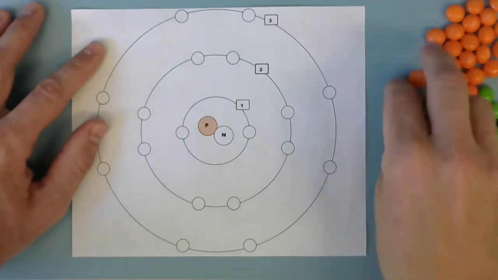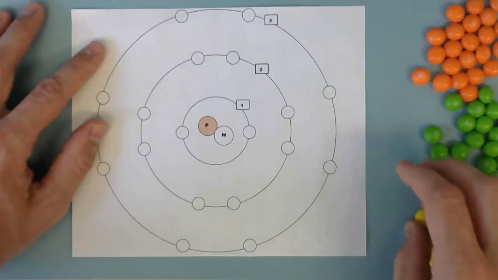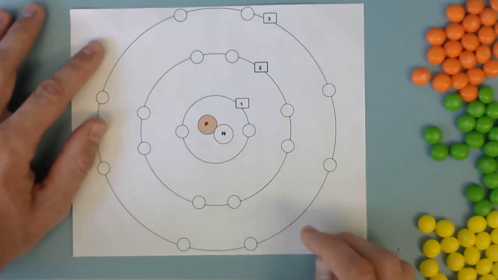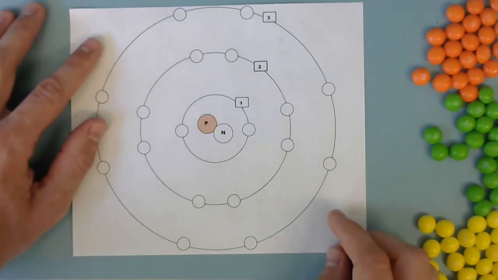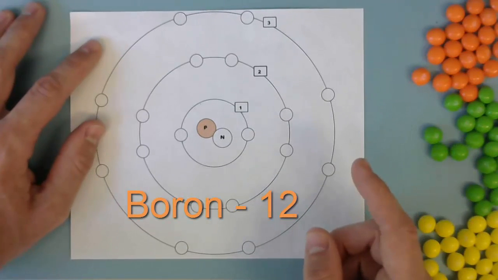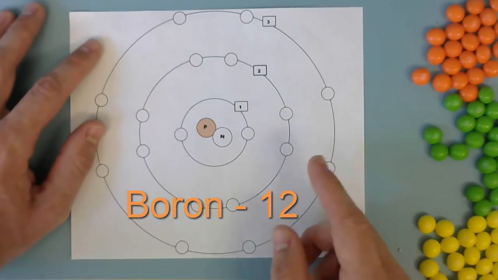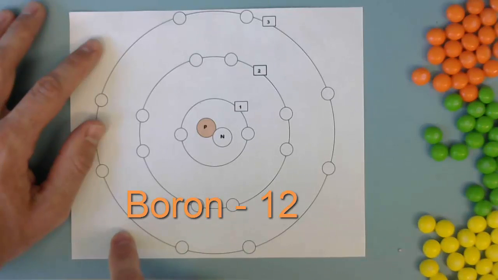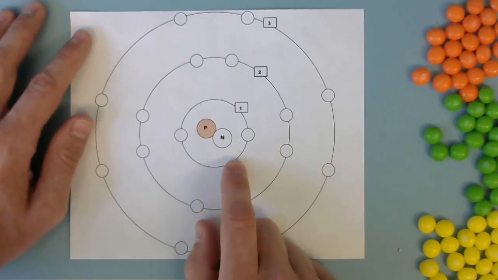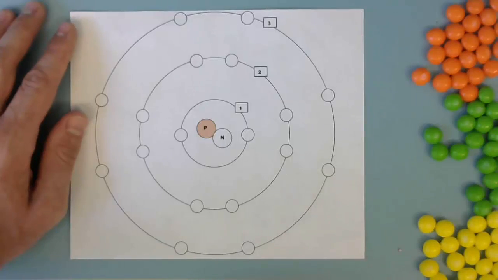All right, let's give you another one and have you practice. What I want you to do is make boron 12. Make the isotope boron 12. Go ahead and hit pause and see if you did it right.